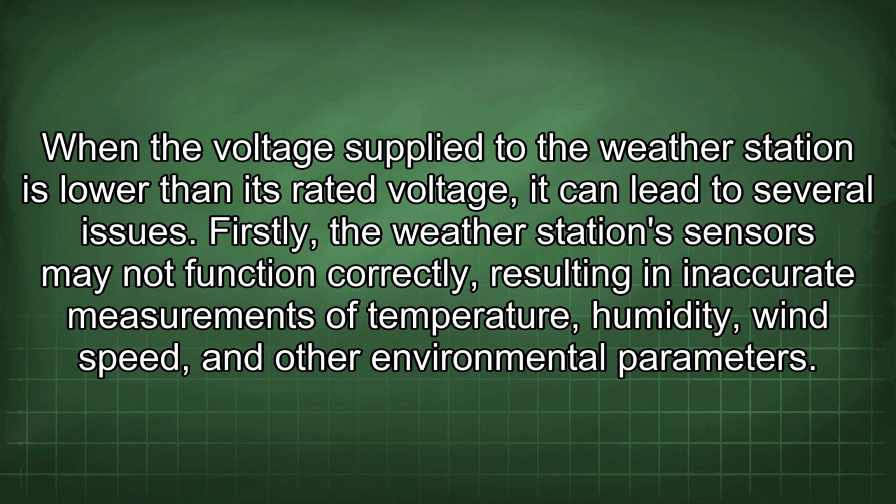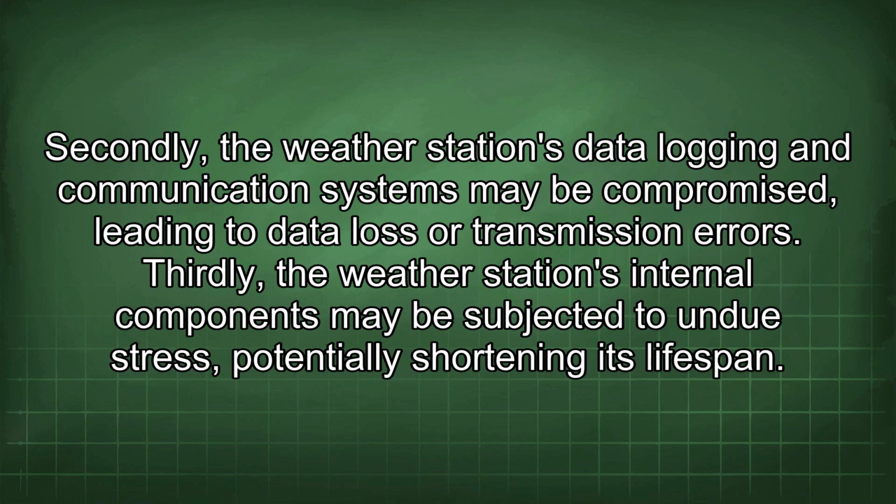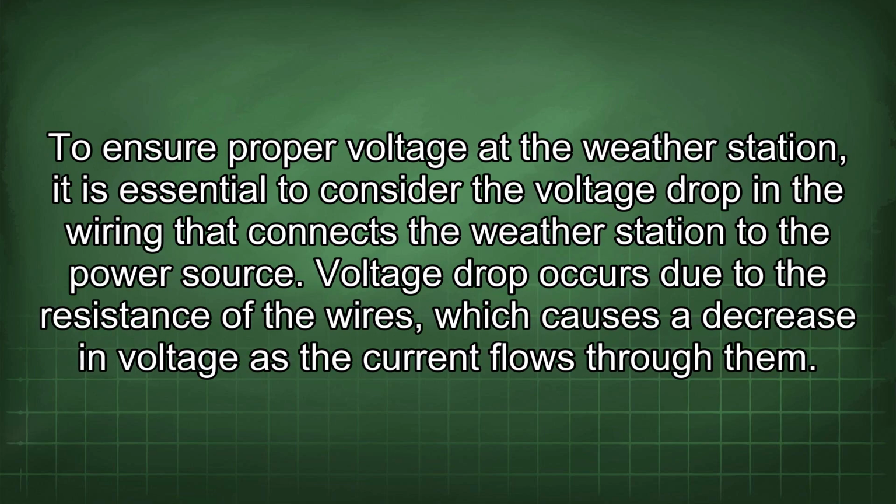Firstly, the weather station's sensors may not function correctly, resulting in inaccurate measurements of temperature, humidity, wind speed, and other environmental parameters. Secondly, the weather station's data logging and communication systems may be compromised, leading to data loss or transmission errors. Thirdly, the weather station's internal components may be subjected to undue stress, potentially shortening its lifespan. To ensure proper voltage at the weather station, it is essential to consider the voltage drop in the wiring that connects the weather station to the power source.